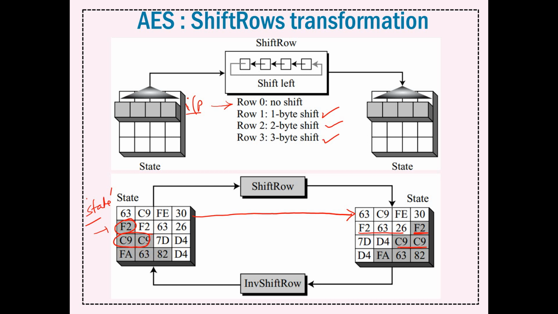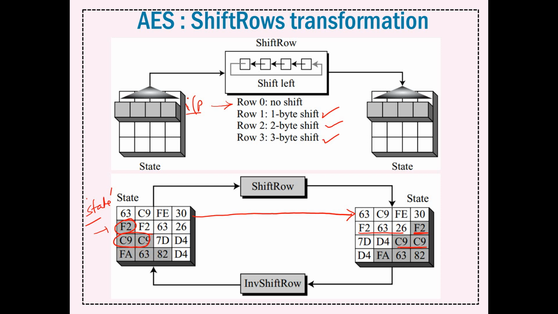First row remains unchanged. Second row will have 1 byte shift to this and over here. Like F2 has come like this. Then we have C9, C9 with 2 byte shift. These 2 C9 have been appended over here. And the last one has 3 bytes shift, so these 3 bytes have been appended. So the second operation after sub byte is to have a shift row. But remember, which row you are in, based on that you have to change the process.